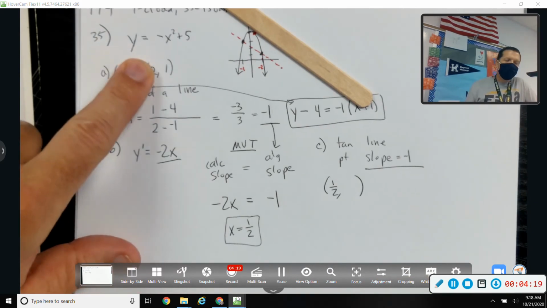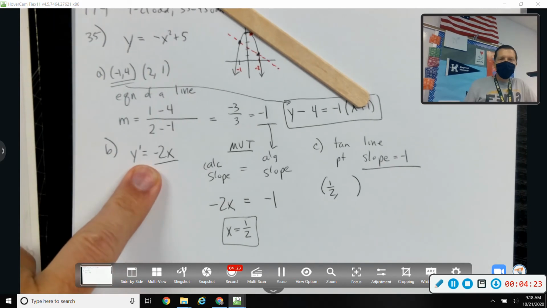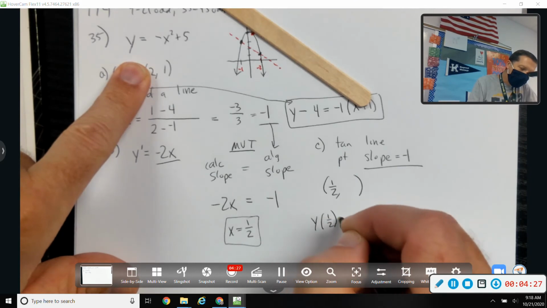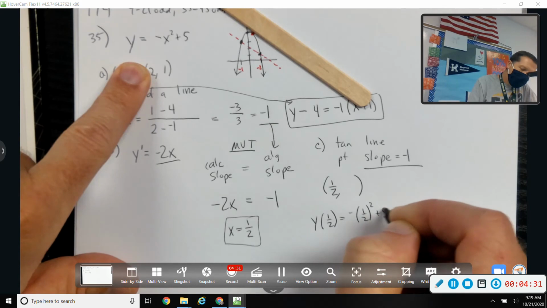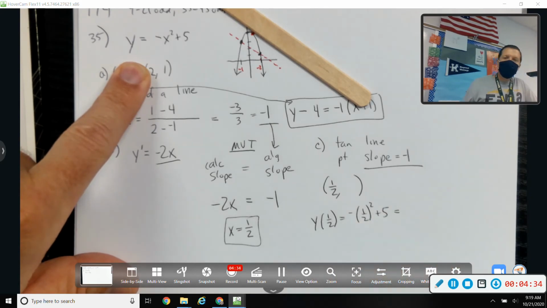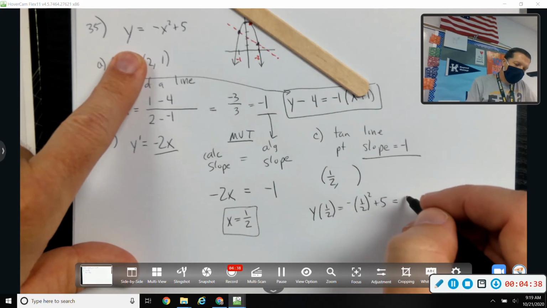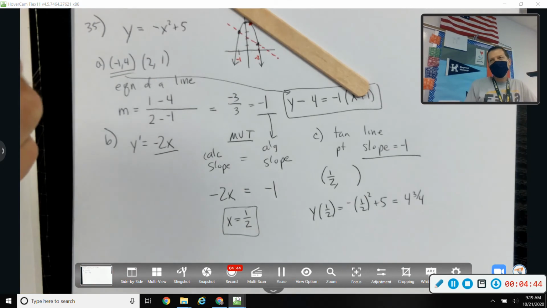Yeah, plug it into the original. Don't plug it into the derivative because the derivative would tell me the slope. Plug it into the original. So that would be 5 minus 1/4. So that would be 4 3/4. If you want to switch to 4.75, that's fine.